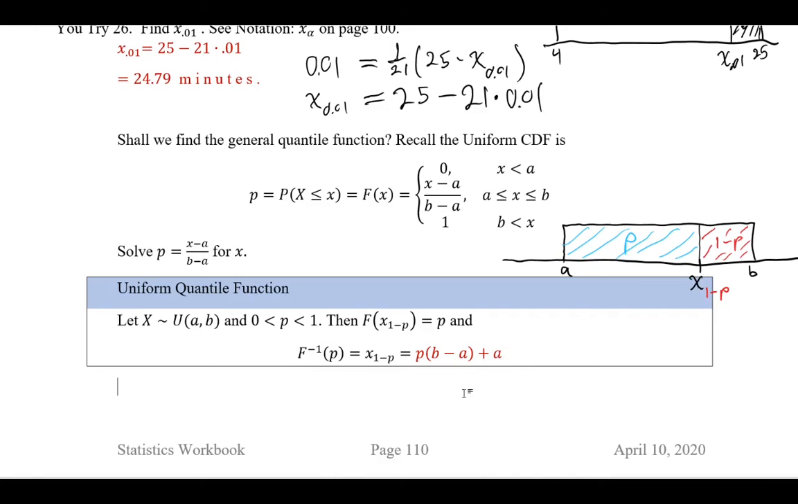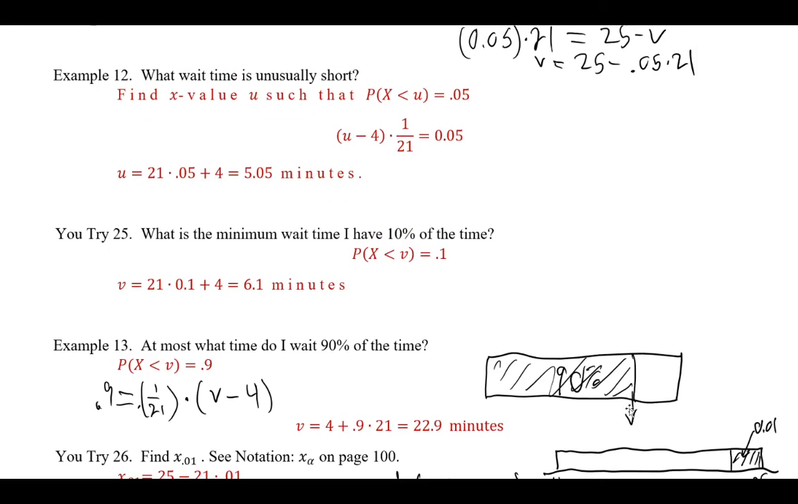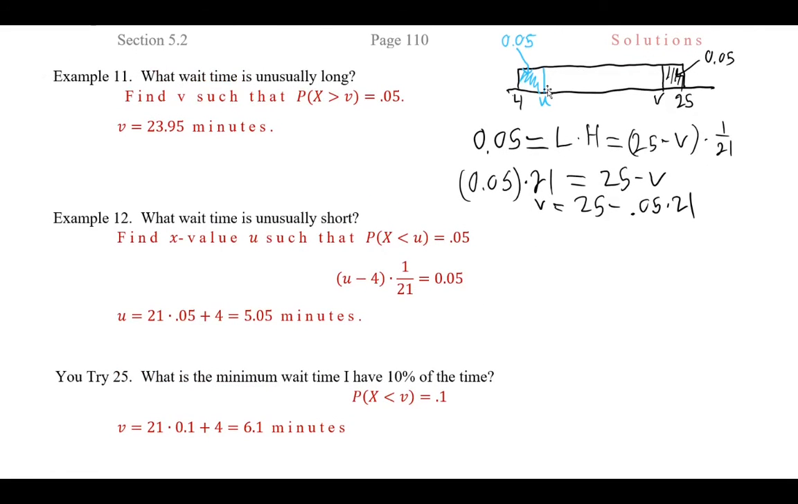Although this is quite helpful, it's not something that you need to memorize. As we've shown before, we can quite easily just use geometry and area of rectangles to help us find a particular x value that would correspond to so much of the proportion of x values being less than it, or a certain proportion being greater than it.